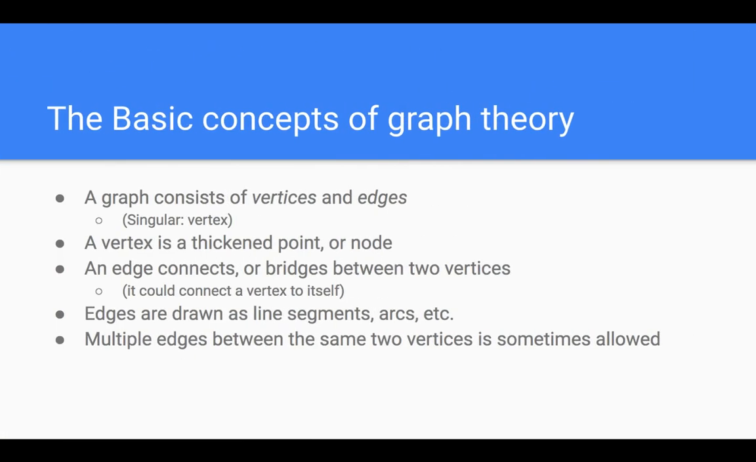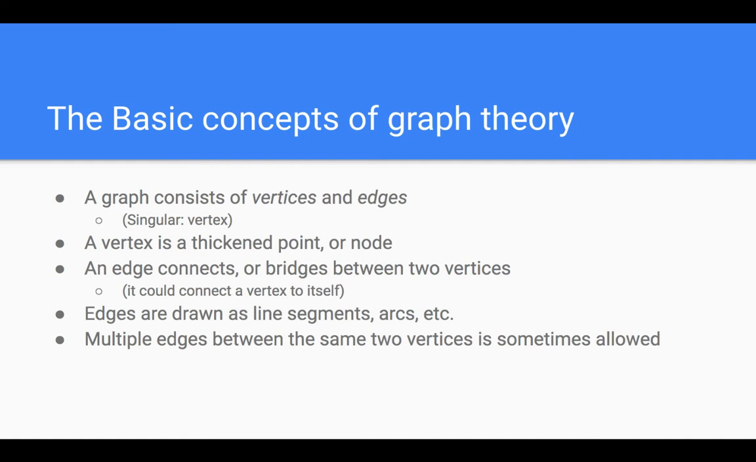Okay, basic concepts of graph theory. A graph consists of vertices and edges, and we'll define what those are in a minute. The singular for vertices is vertex. We know that word from when we were talking about parabolas in algebra, and I think vertices exist in ellipses too. So anyway, a vertex is a thickened point or node. Those big points are vertices, or a vertex in singular.